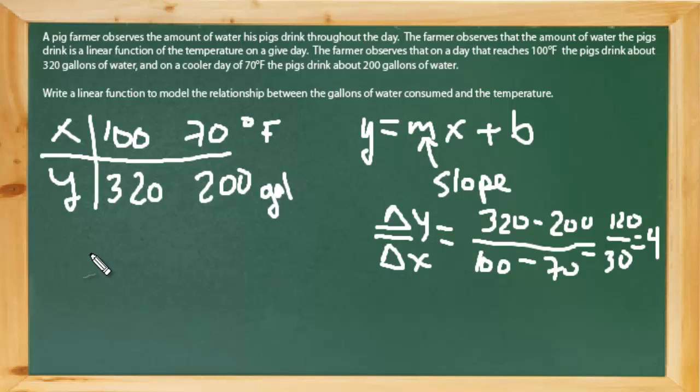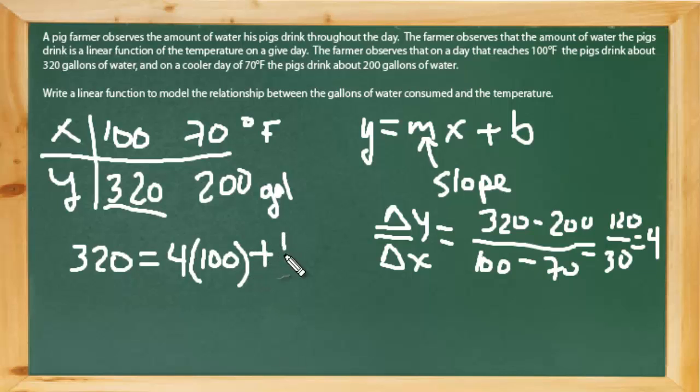So now let's go over here and write this, see if I don't run out of room here. We have 320. That is our y. So I'm taking my y equals 4, which is my m, because I just established that. There's my m, times, what's my x? Okay, my x is 100 in this case because it corresponds to 320. There's my x, 100, plus b. B is our unknown there, so our y-intercept.